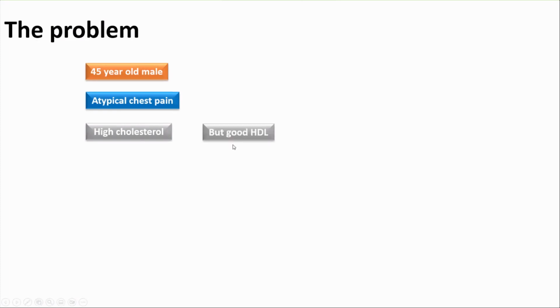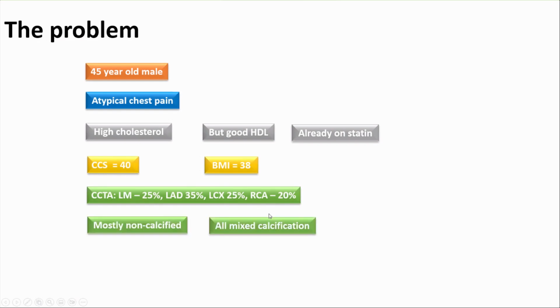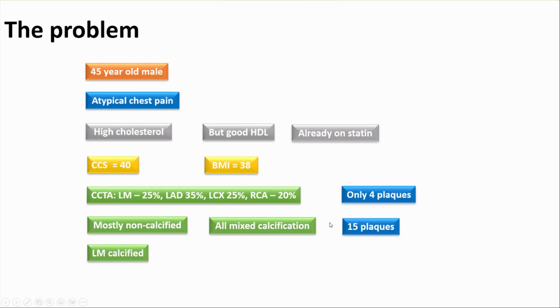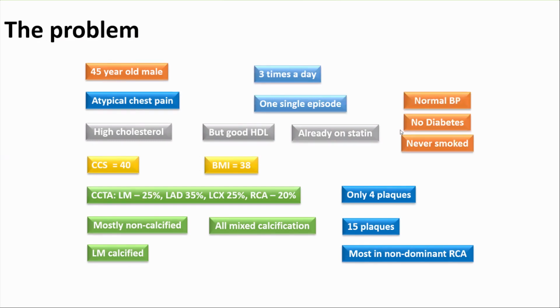But what about the situation when you're presented with a middle-aged chap with atypical chest pain and high cholesterol? But what if their HDL is good? What if they're already on a statin? What if their calcium score is 40? What if their BMI is 38? What if they have a CT which shows non-obstructive coronary artery disease? What if it's mostly non-calcified? What if it's mixed calcified? What if the left main's involved? What if there's only 4 plaques or 15 plaques? What if the chest pain's 3 times a day? Or what if it's just one episode? What if they have normal blood pressure, no diabetes, never smoked? But what if they're South Asian?